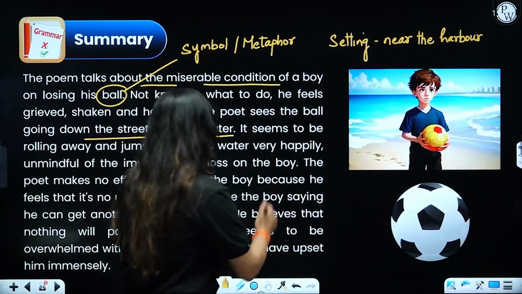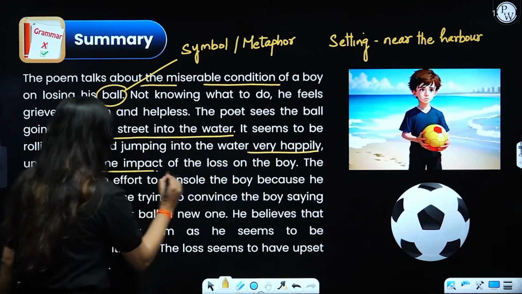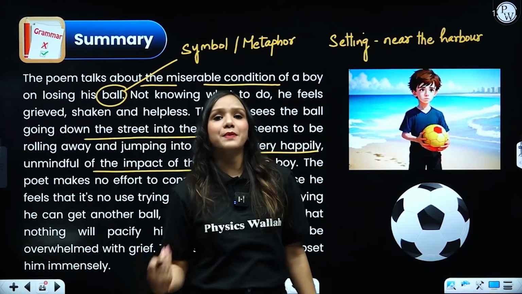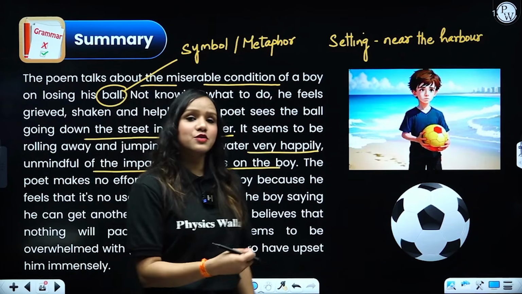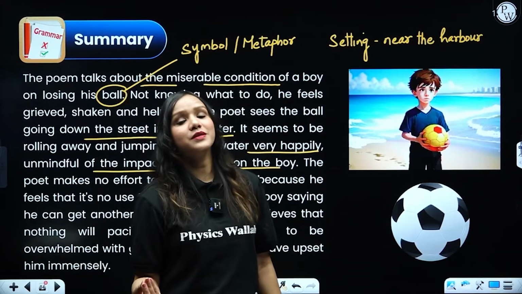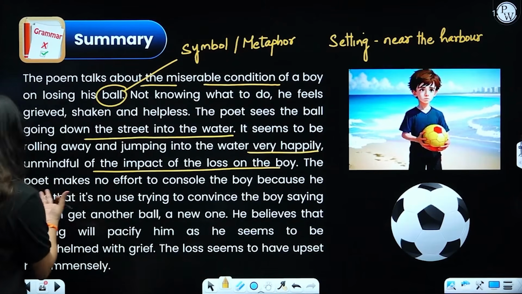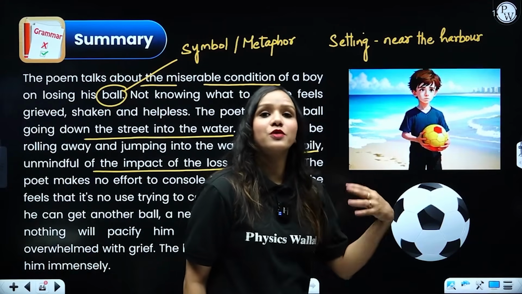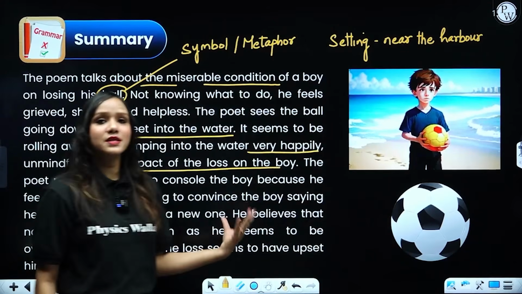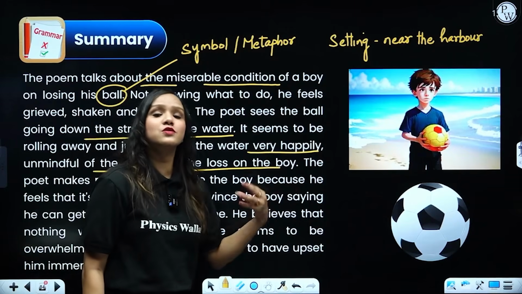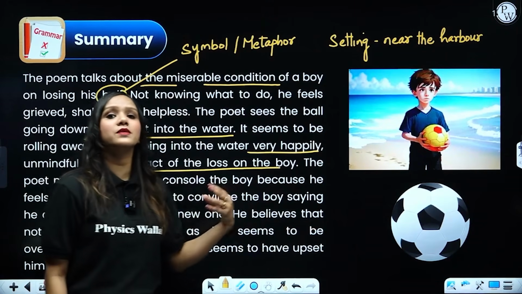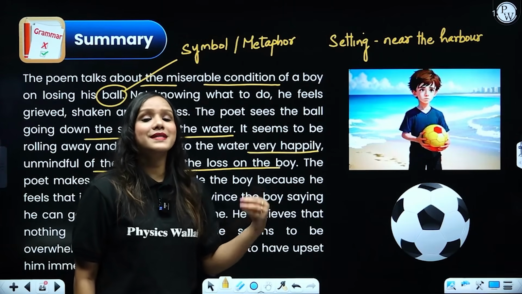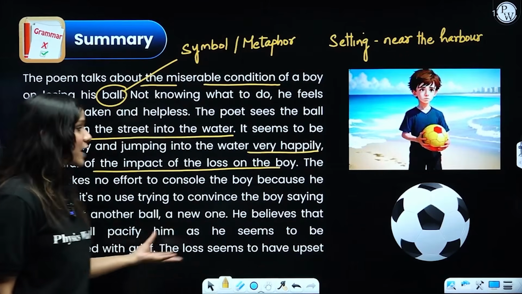So a sharp contrast has been made here in the merrily bouncing movement of the ball, which is in sharp contrast to the sad and gloomy mood of the boy, right? So the poet makes no effort to console the boy, because he knew that no amount of consolation could convince the boy, because the loss was so huge, right? Because he was not just mourning over the ball. He was not just sad on the fact that he has lost his ball, but because the ball is attached to so many past memories, his childhood memories, right?